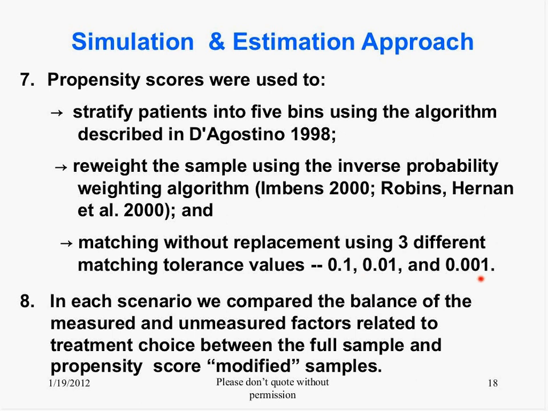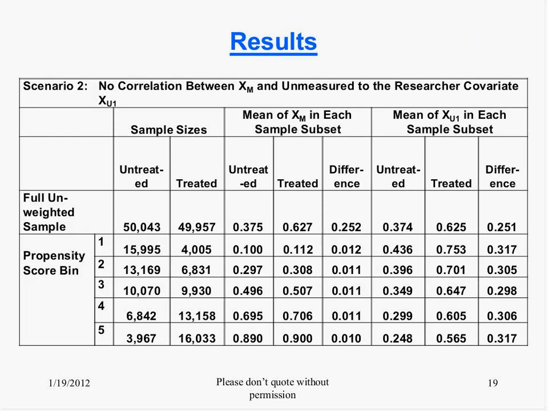After we modified the sample, given the various propensity score approaches, in each scenario we compared the balance of both the measured and unmeasured factors that were related to treatment choice between the full sample and the score modified samples. I can't show all the results across all the variables, but one thing we did find is that for every variable in our treatment choice equation that was unmeasured, I think it's X1, X3, and X4, we found the results are very similar to this.